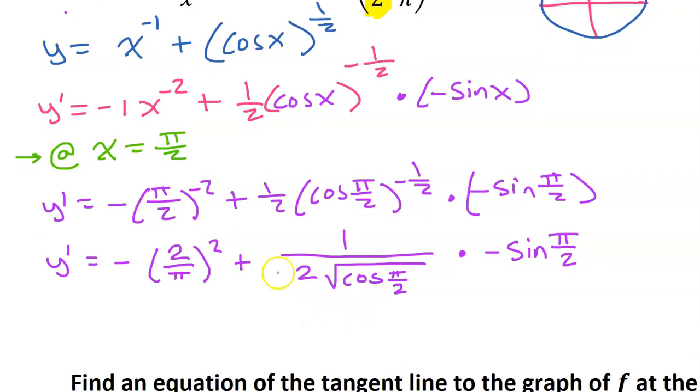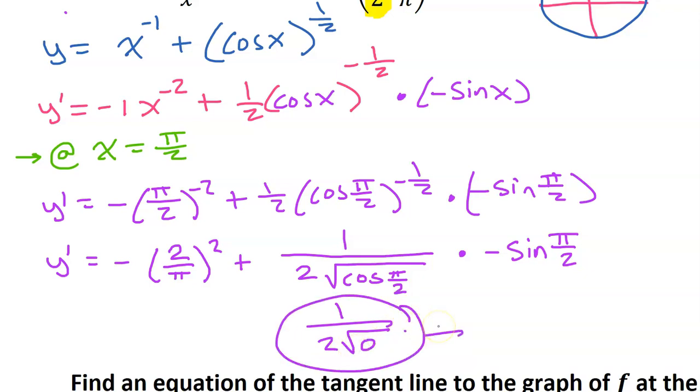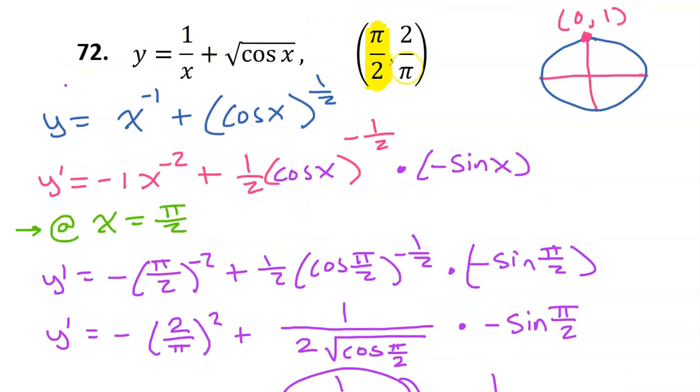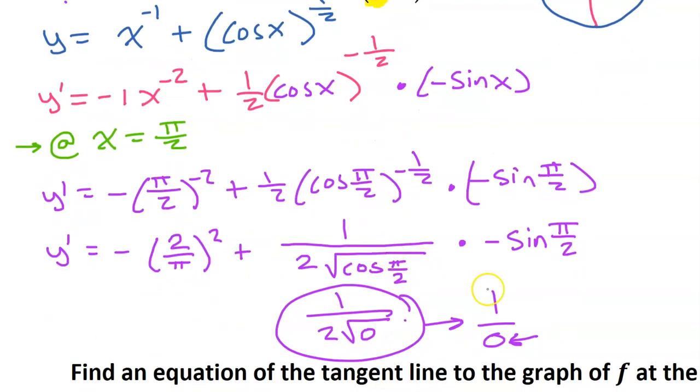So I really don't even need to write the rest of all of this. I just need you to understand if I have 1 over 2 times the square root of 0, I'm dividing by 0, guys, right? Because square root of 0 is 0. So this part is 1 over 0. This is no good. You can't divide by 0. So that means that the derivative at this particular x value does not exist.